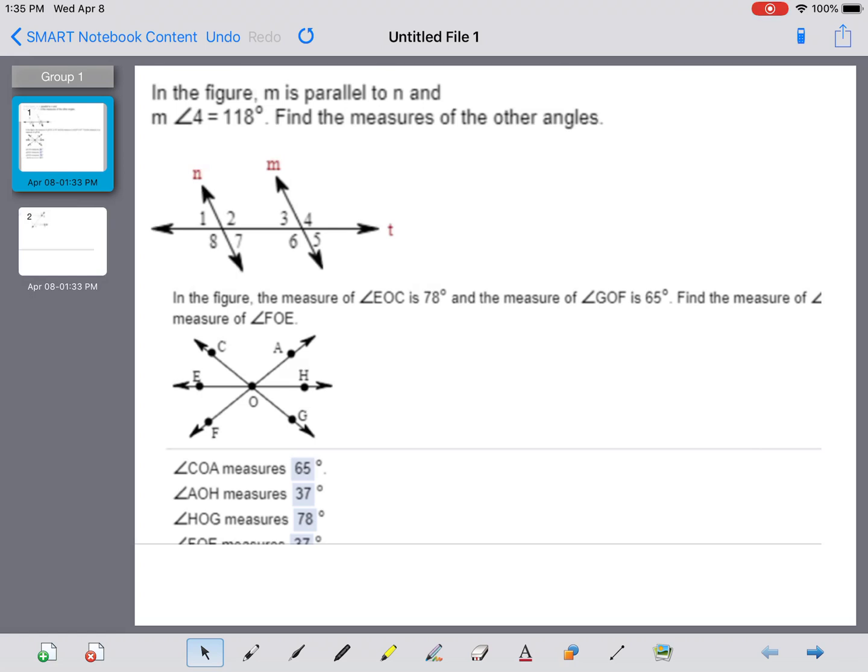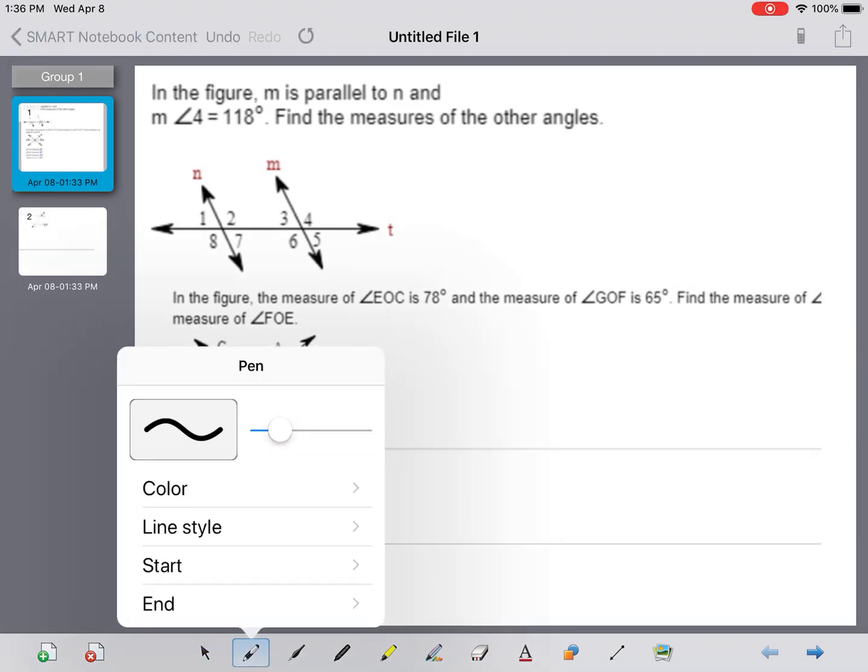First question, in the figure, M is parallel to N, and the measure of angle 4 is 118 degrees. Find the measures of the other angles. Well, angle 4 and angle 6 are vertical angles, and how I know that is because they form an X, or separately they form the letter V for vertical. So we can say that the measure of angle 6 is also 118 degrees.